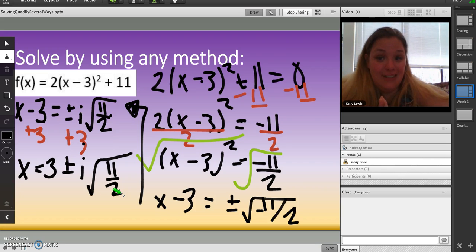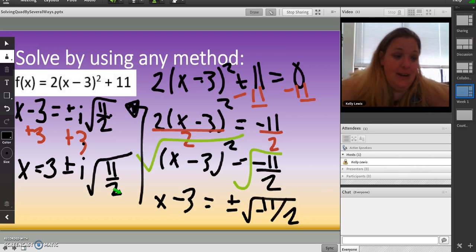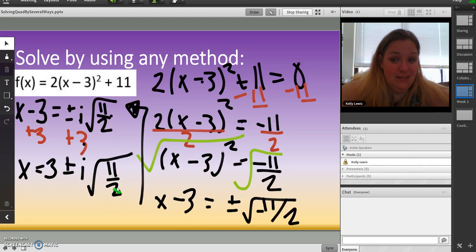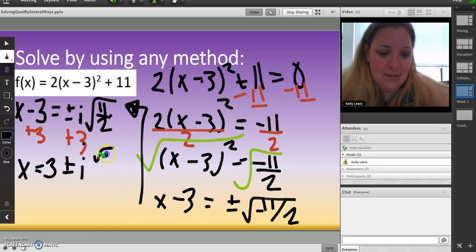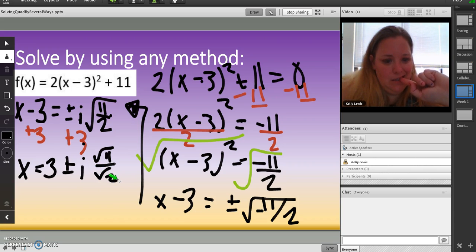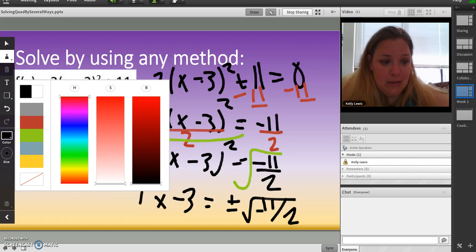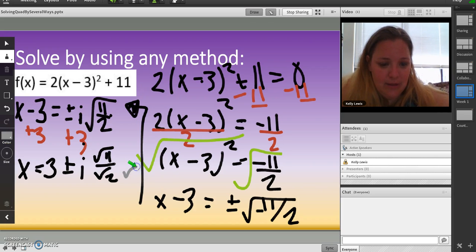Little caveat. Can't have a square root in the denominator. This guy right here is the same as square root of 11 over square root of 2. You can't do that. You can't have a square root or an imaginary number in the denominator. So we need to rationalize. So we're going to multiply this top and this bottom by square root of 2.